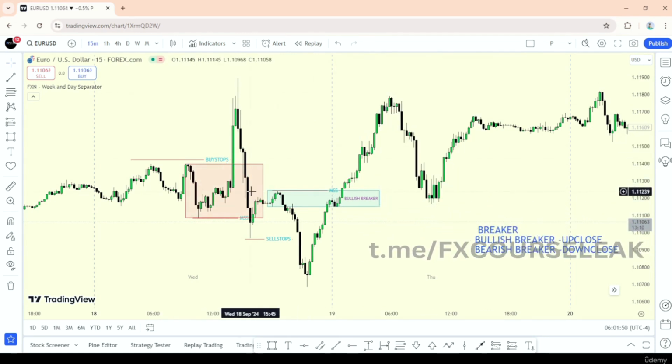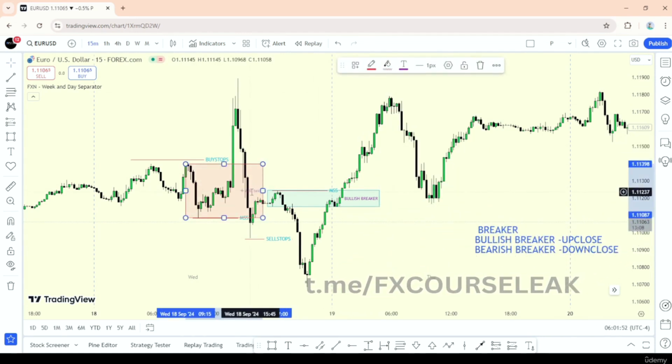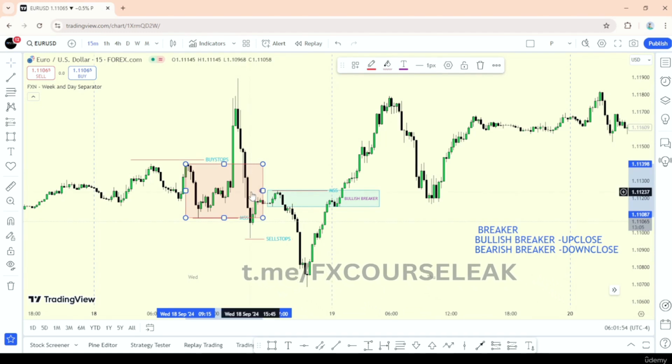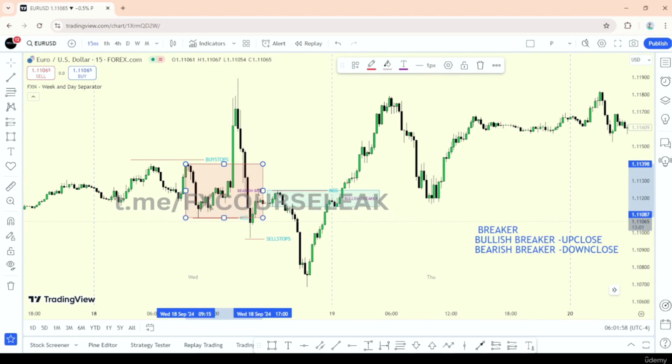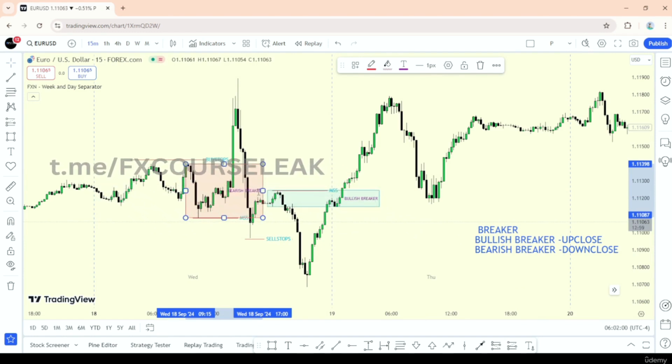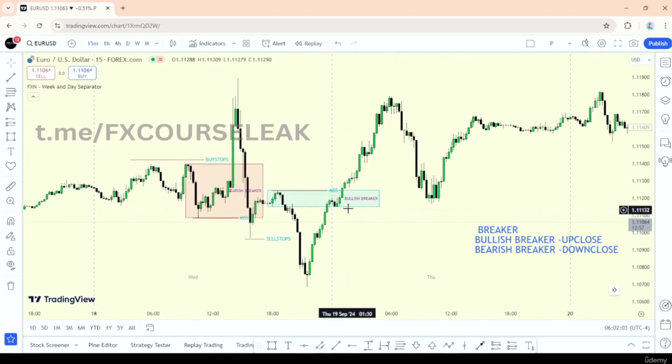So this is our bearish breaker. So let's go back to our bullish breaker.